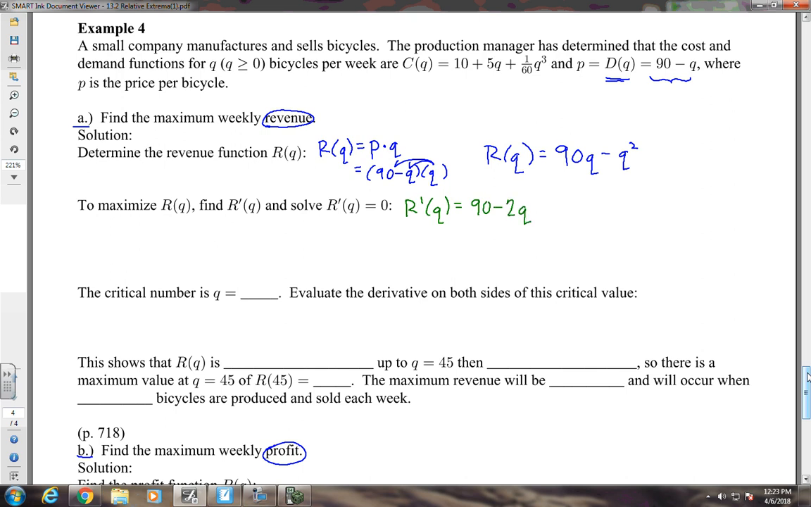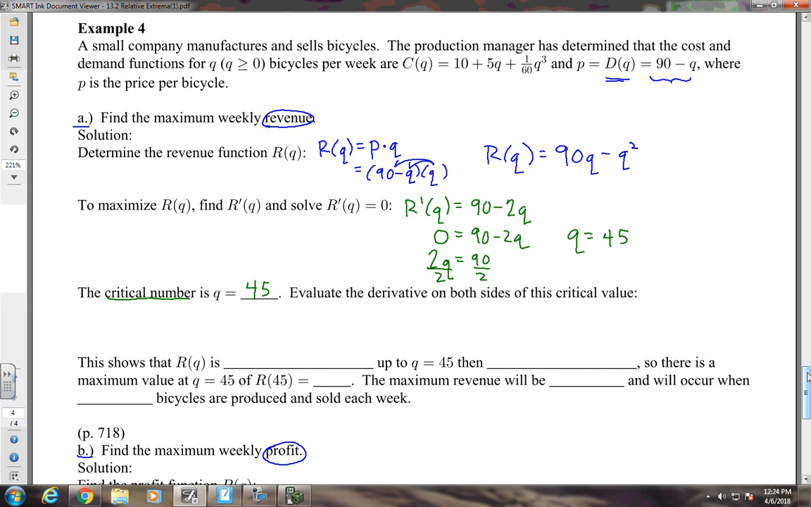Now, I want to figure out the critical number. That's the place I'm going to inspect for a maximum or a minimum. And we find that by setting our derivative equal to 0. So we need to solve this little equation for Q. If we add 2Q to both sides and then divide both sides by 2, we're going to end up with Q equals 45. So the critical number is Q equals 45.